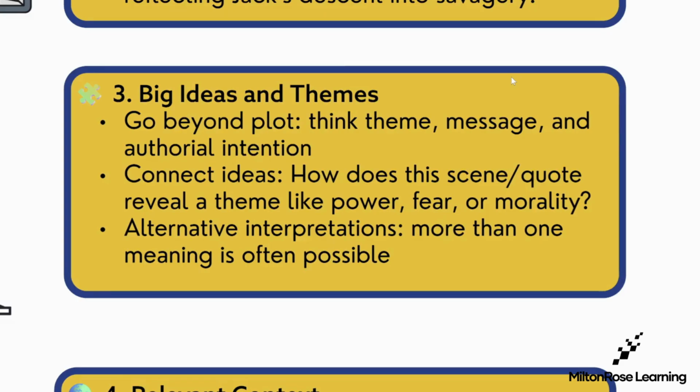Instead, go deeper. Think about the themes, the deeper political messages of the text, and Golding's authorial intention. What is Golding trying to tell us about human nature? And if you can, for the high marks, look at alternative interpretations as well. Often in this book, as in any literary text, you can interpret characters and scenes in more than one way, sympathetically or unsympathetically, for instance. So not always, but sometimes, try to give those alternative interpretations, and then you're starting to tease out the big ideas and themes a little bit better.